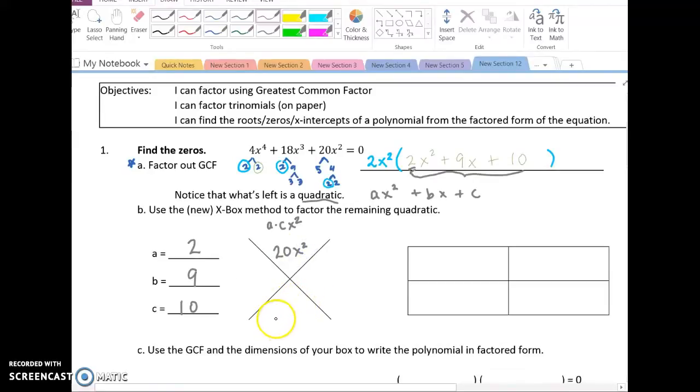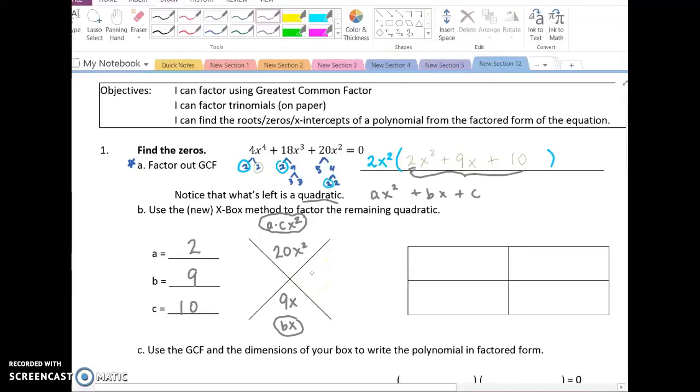On the bottom of the box, you're always going to write bx. So this is a general rule. You're always going to write A times C x squared on the top, and on the bottom of the box, you're always going to write bx. B is 9, so we're just going to write 9x here. Okay.